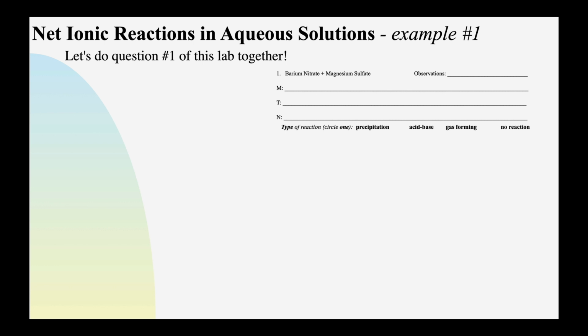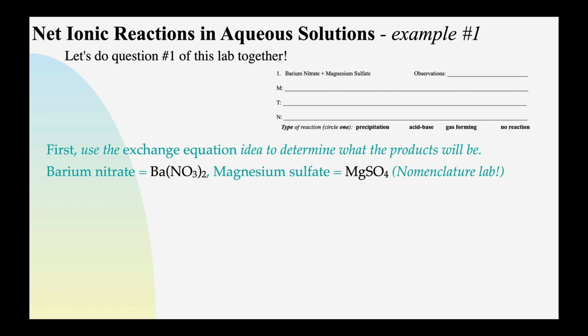So anyway, to get started on this, first you've got to turn those names into formulas. This is what we did in the nomenclature lab. So barium is a group 2A alkaline earth metal. It's always +2. Nitrate, NO3-, is a polyatomic ion. You're going to need 2 nitrates for every barium. So the formula is Ba(NO3)2. You can use parentheses because there's more than one polyatomic.